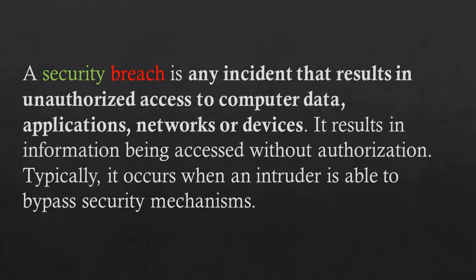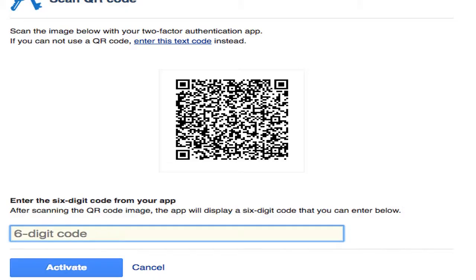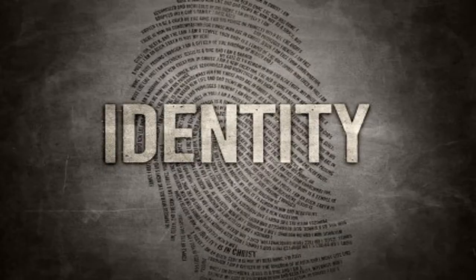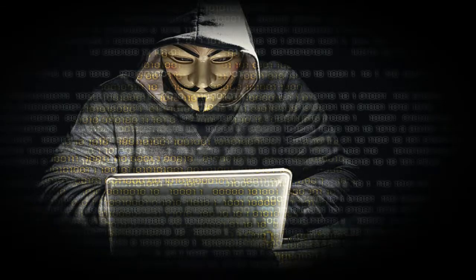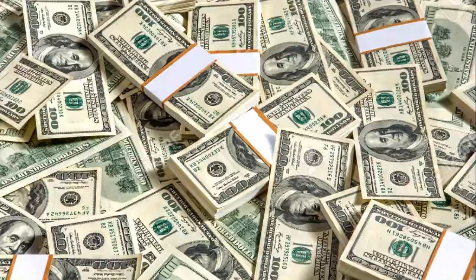And these security mechanisms are your password, your 4-digit PIN, your authentication code, your verification code that sometimes they ask for so that they will verify your identity before you access your account. A hacker can use coding to bypass these securities to access your funds and access your information.